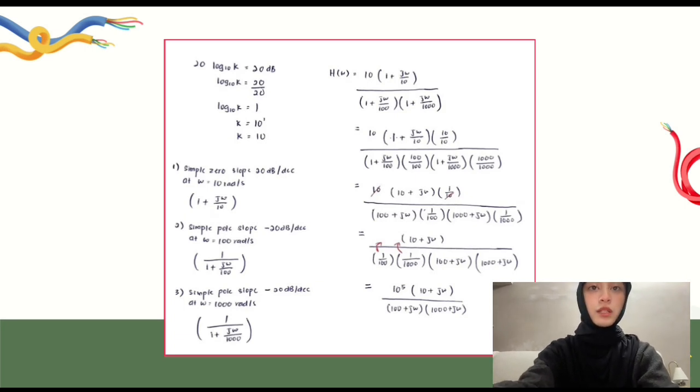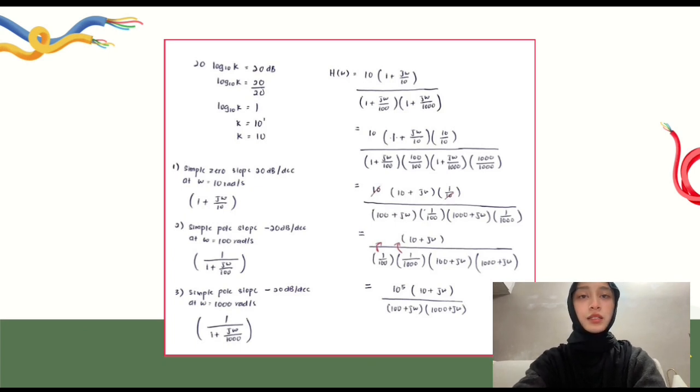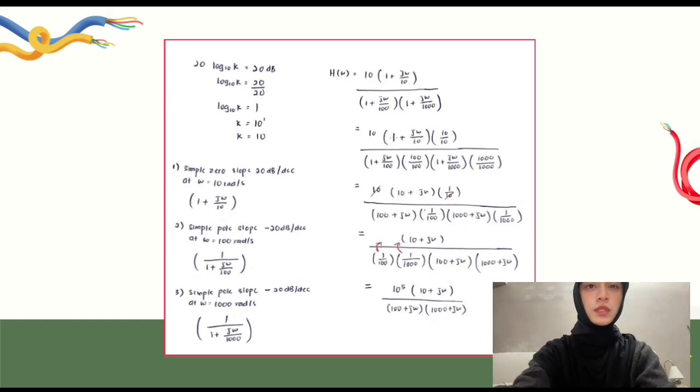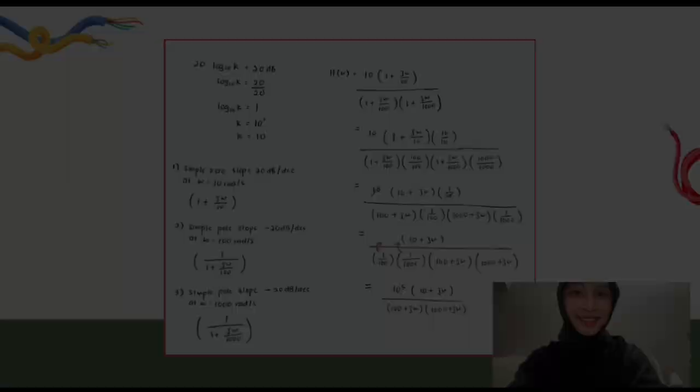So this is how the calculation works step by step. You need to put the initial gain and then multiply by the simple zero at omega 10 radians, over the second and third steps, which are for omega 100 radians and 1000 radians. So we need to make the denominator the same. After that, we can calculate till the end and get the answer.